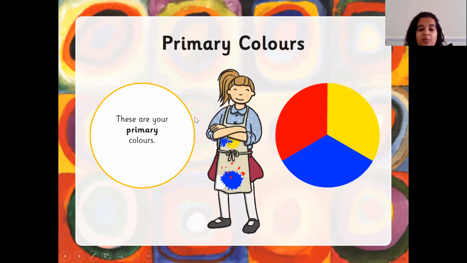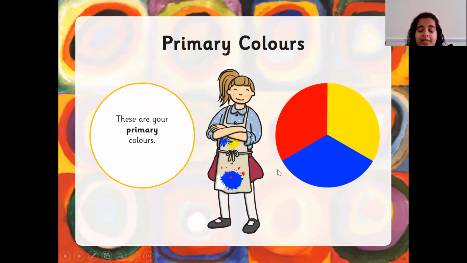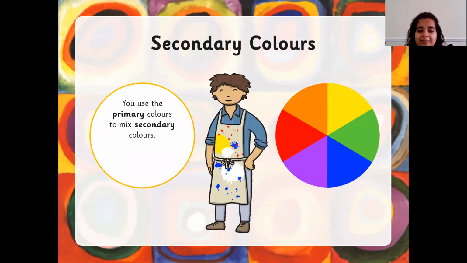So these are your primary colors. You've got red, yellow, and blue. So red, yellow, and blue are all your primary colors. From this, you can mix and make secondary colors. So that's why this color wheel looks like this. We've gone from three primary colors to mixing them. If you mix a yellow and a blue, you will get green. If you mix a blue and a red, you will get purple. And if you mix a red and a yellow, you would get orange.